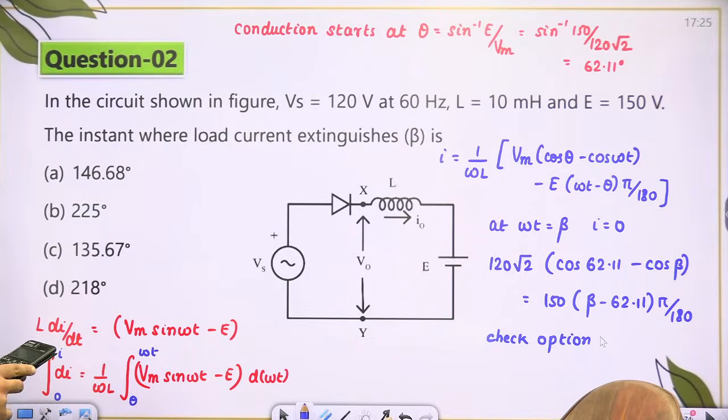Okay. So first I am writing 146.68. It is minus 0.21. Then I am writing 225. It is 227. Then I am writing 135.67. It is 8.2. Then I am writing 218, minus 5.